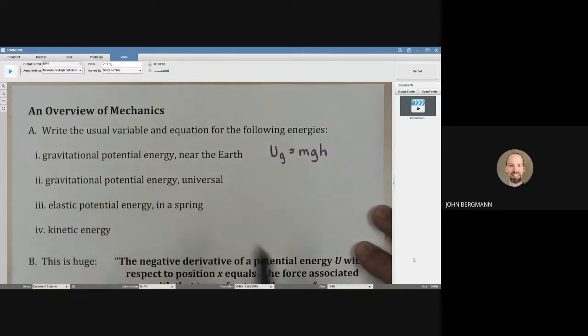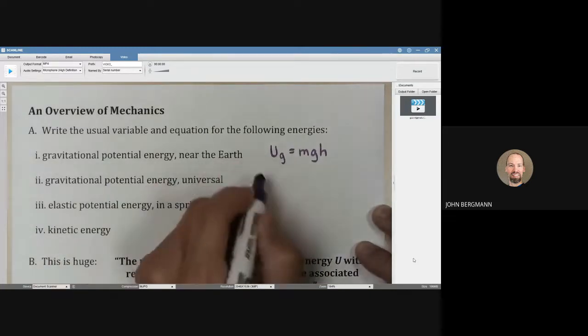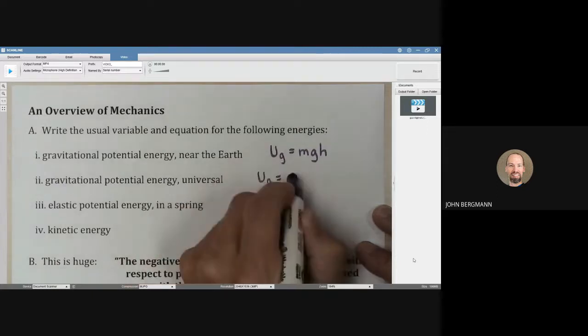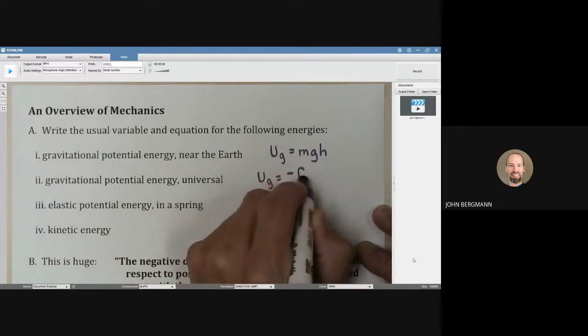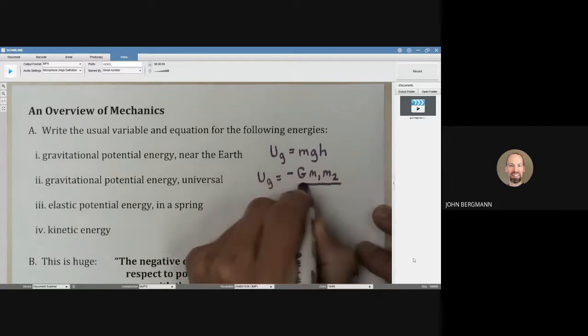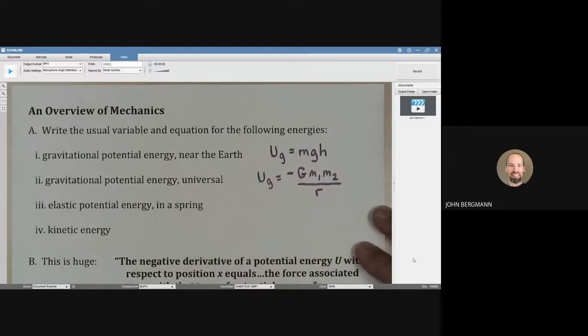Gravitational potential energy, universal or absolute, is another way that is said sometimes. And here it is: negative capital G m1 m2 divided by r. Quite possibly you didn't meet that in a first-year physics class, but we're going to run into it here.